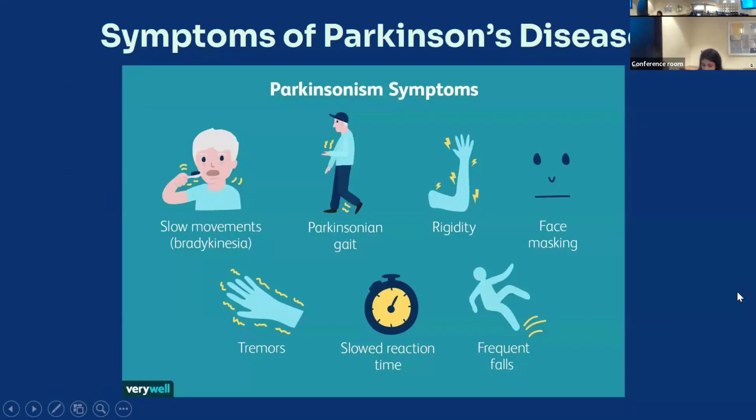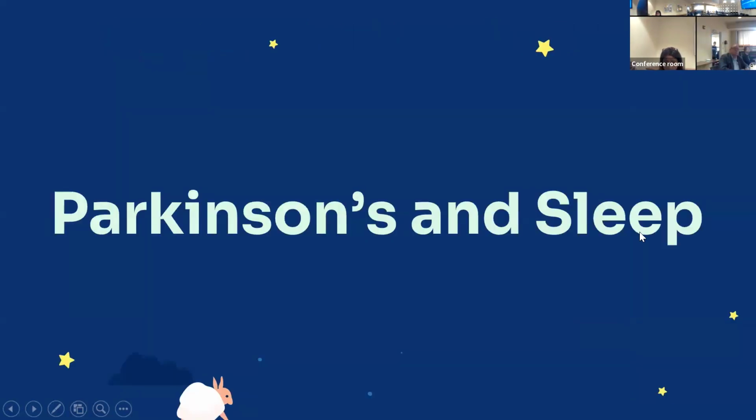So symptoms of Parkinson's disease: we all know the motor symptoms and the triad of movement disorder. So bradykinesia, worsening resting tremors and rigidity, also the masked facies, slow gait, frequent falls, slow reaction time. There are also the non-motor symptoms, so things like difficulty swallowing, cognitive impairment, GI issues, and then anxiety, depression, and sleep issues, which are less talked about. So now we can go into Parkinson's and sleep.